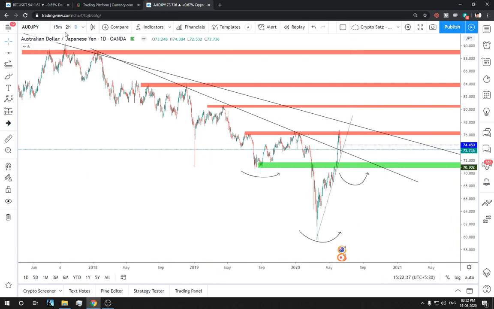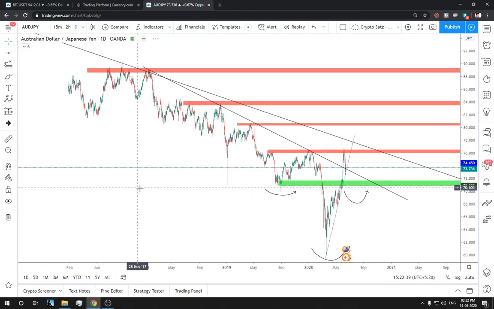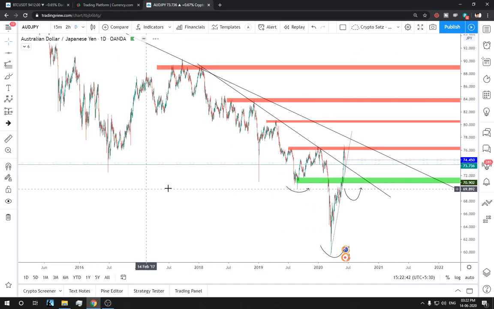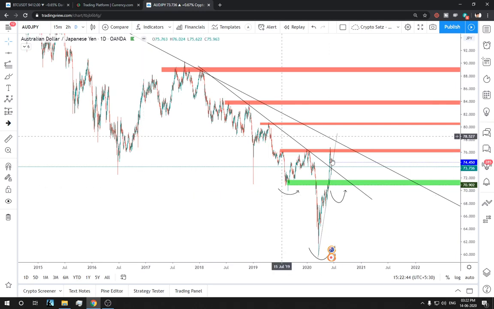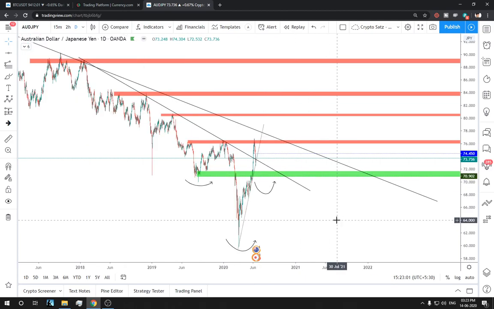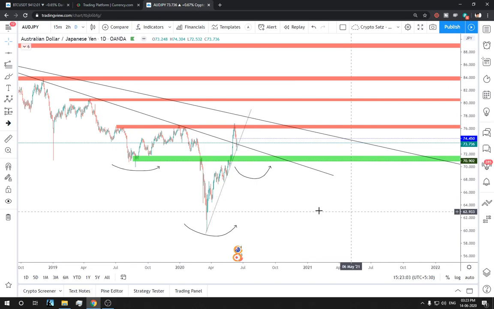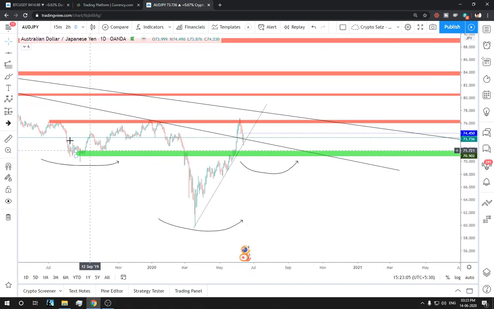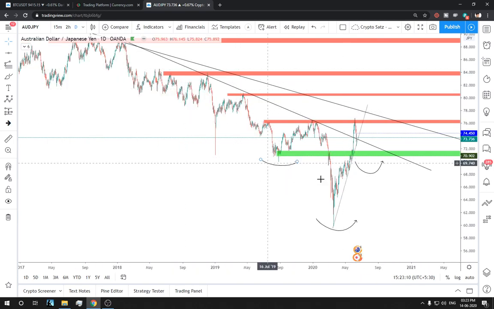So this is the AUDJPY one day time frame. Basically, it's looking like an inverse head and shoulders pattern, which is right now forming in my opinion. I have marked all the resistance zones and support zones. It's clearly looking like an inverse head and shoulders pattern, so kind of a reversal of this downtrend.